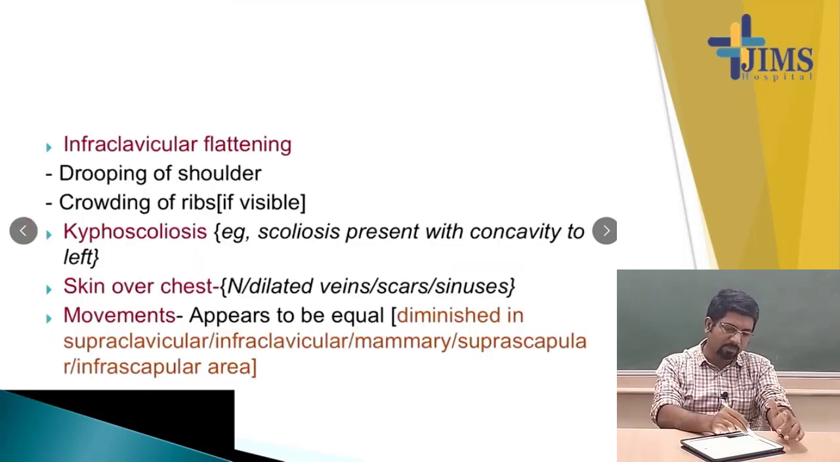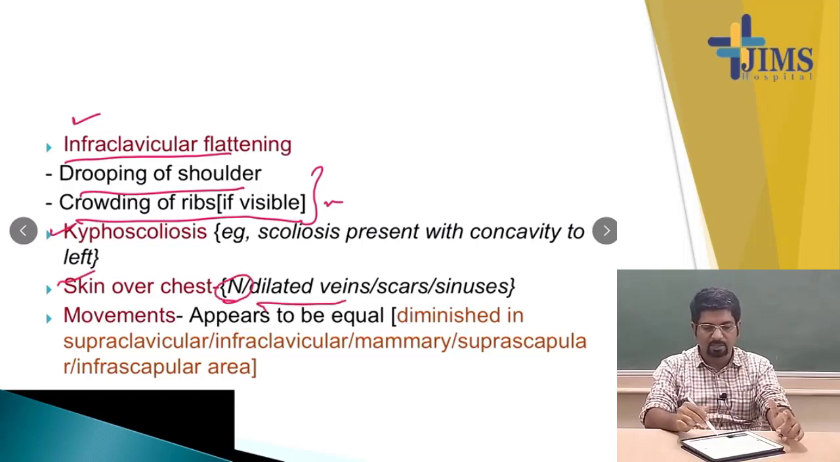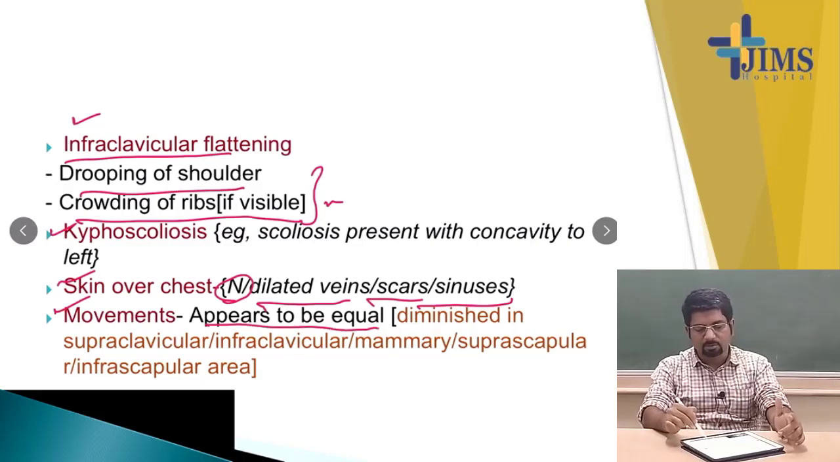Also note the infraclavicular area, whether there is any drooping of the shoulder or any crowding of the ribs. And chest deformity, that is kyphoscoliosis or not. In the skin, it may be normal, or there may be dilated veins, any scar mark or sinuses. A discharging sinus may be from the chest wall, and it may be from the pleural cavity also. And movements appear to be either equal or diminished in pathology of the pleura or lung.